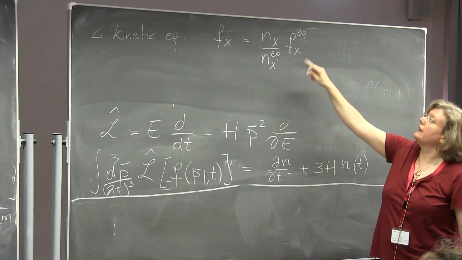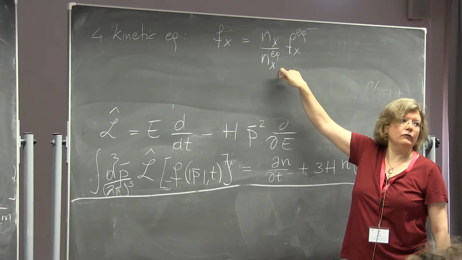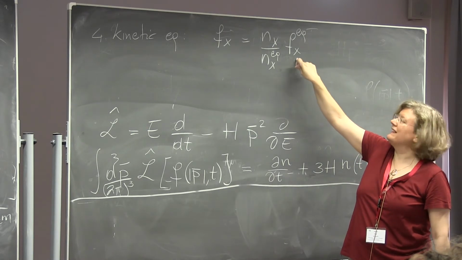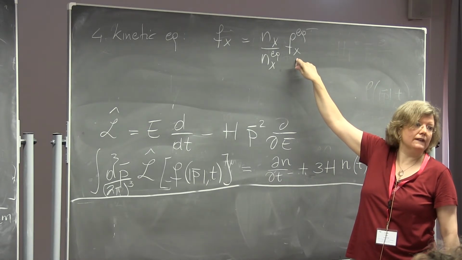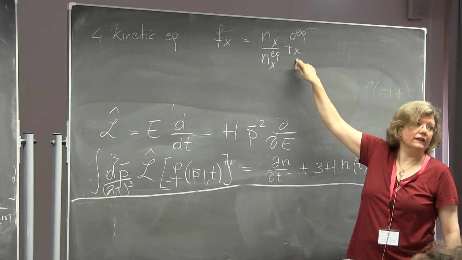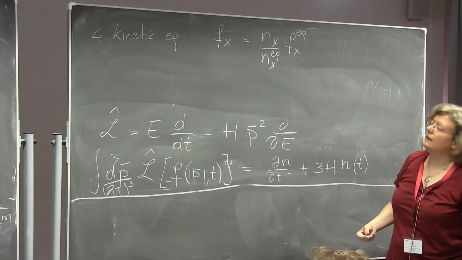As you see immediately here, this means that the number density is not the equilibrium number density. So the overall normalization of the distribution function will be different, but the shape in momentum is the same. So you have the same Boltzmann suppression, even if you don't have the same number of particles. And this I will assume both for x and x bar.